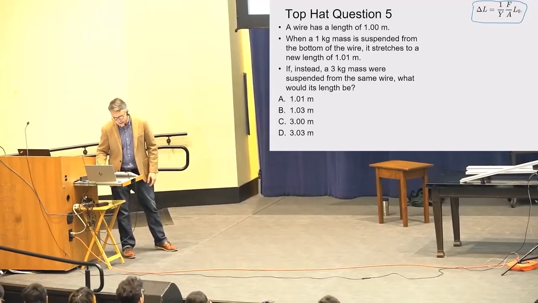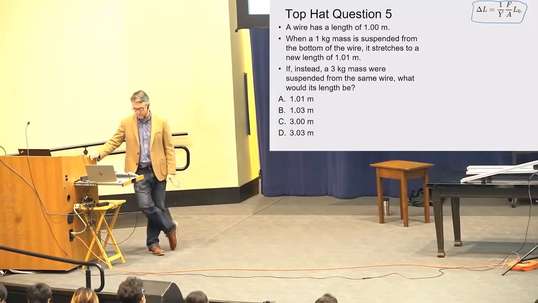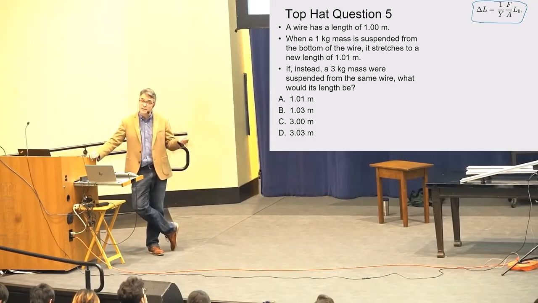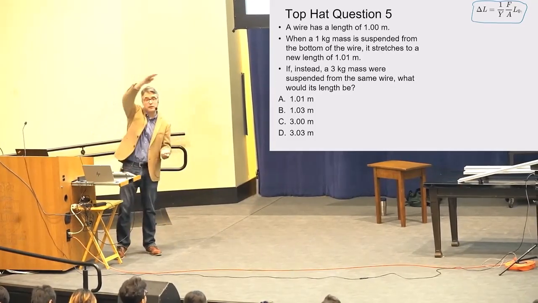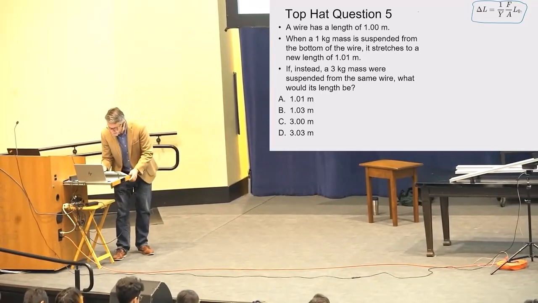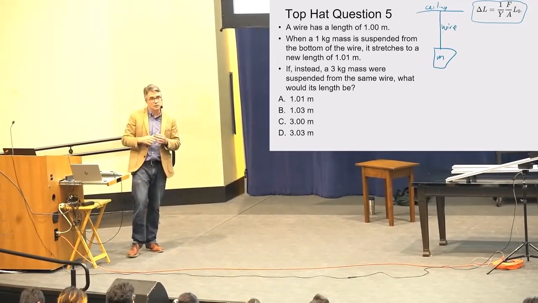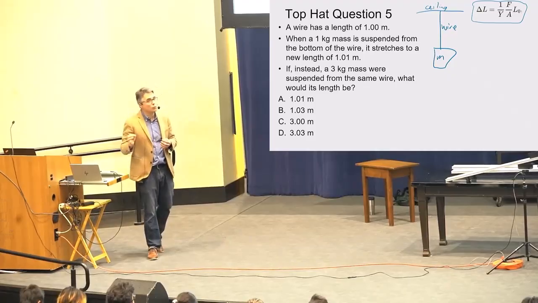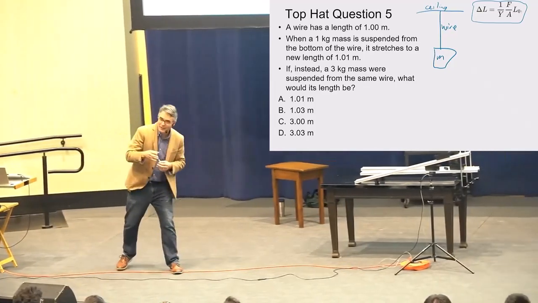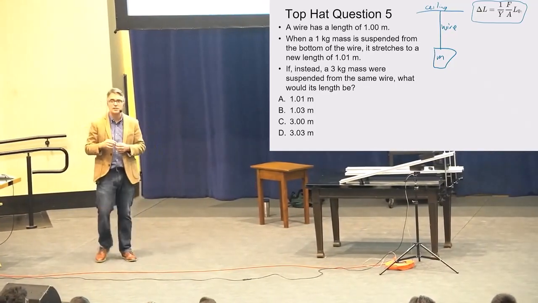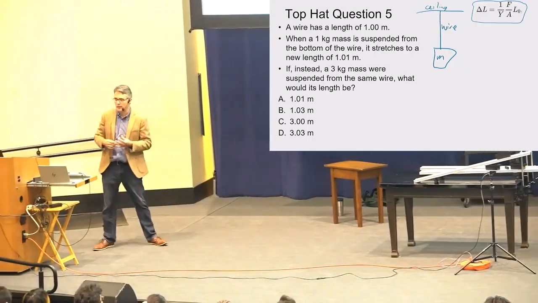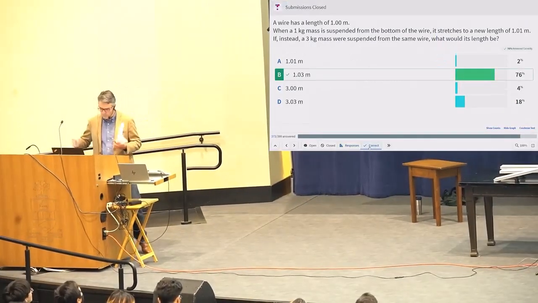A wire has a length of 1 meter, but when you suspend a 1 kilogram weight from the wire, and the other end of the wire is attached to the ceiling, when you hang that 1 kilogram mass, it gets a little longer. And now the total length of the wire is 1.01 meters. So if you take off the 1 kilogram mass and hang a 3 kilogram mass, what will be that length of the wire now? 76% of you got 1.03.